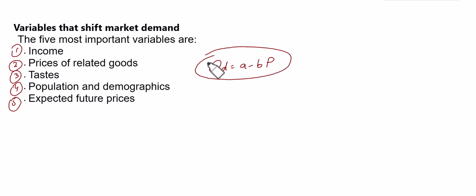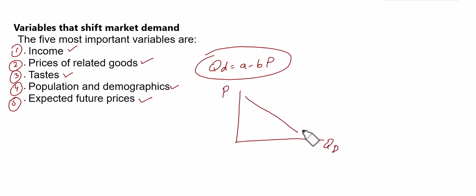So if there is a change in income, a change in price of related goods, a change in taste, a change in population or demographics, or a change in any expected future prices, any change in these variables will shift our demand curve. For example, we have here a demand curve. On the y-axis we are taking price, and on the x-axis we are taking quantity demanded, and this is our simple demand curve. We can write it as D1.